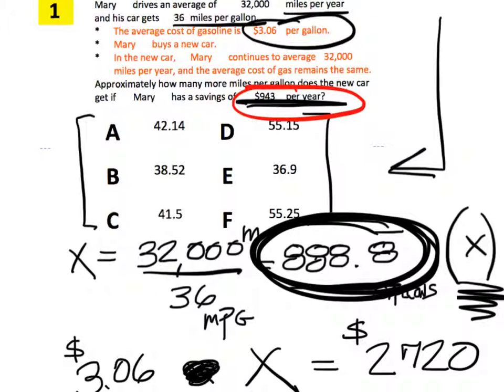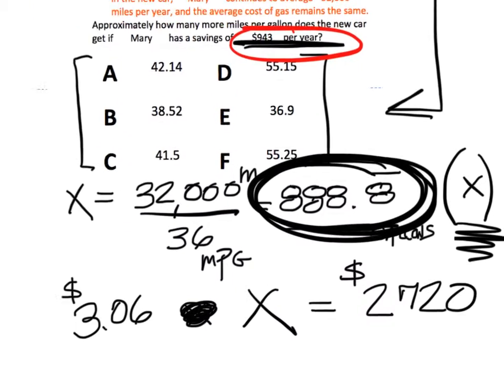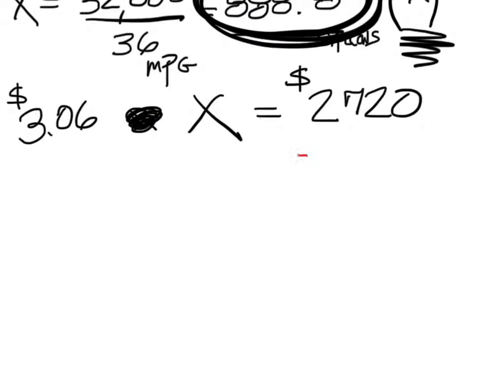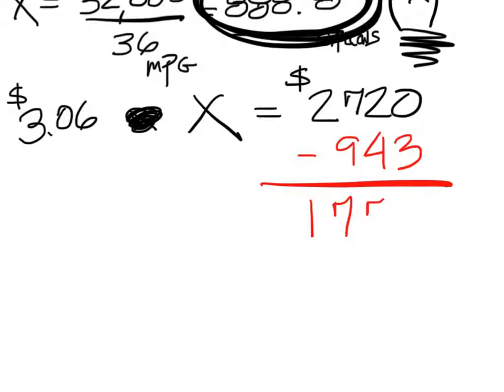That's right. Subtract $943, because that's how much less she's going to be spending. So minus 943, and we come out with $1,777. That's how much she spent per year after buying a new car.